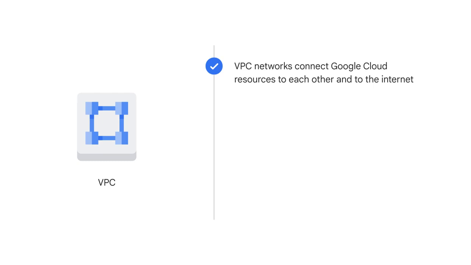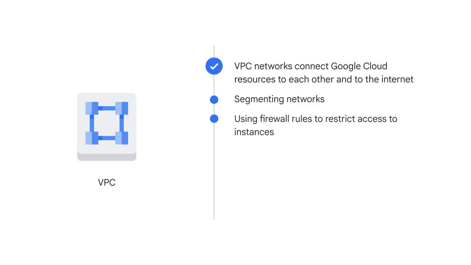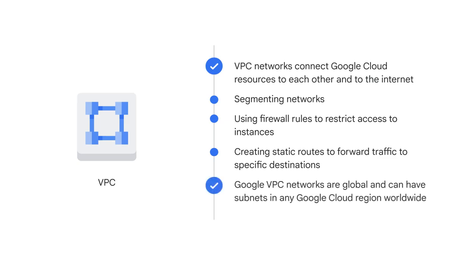VPC networks connect Google Cloud resources to each other and to the Internet. This includes segmenting networks, using firewall rules to restrict access to instances, and creating static routes to forward traffic to specific destinations. Here's something that tends to surprise a lot of new Google Cloud users.